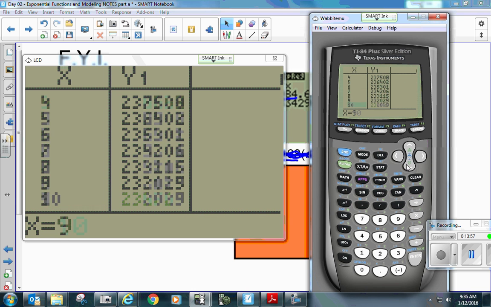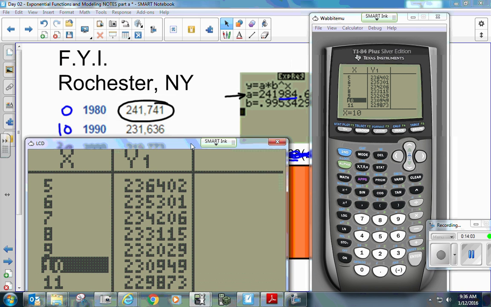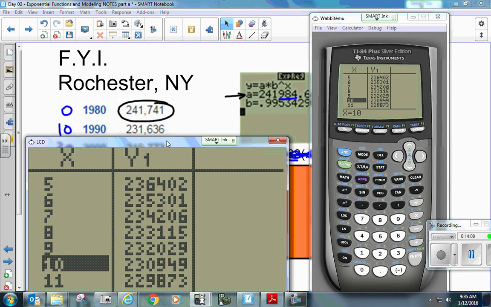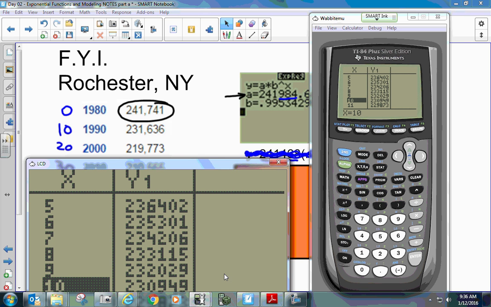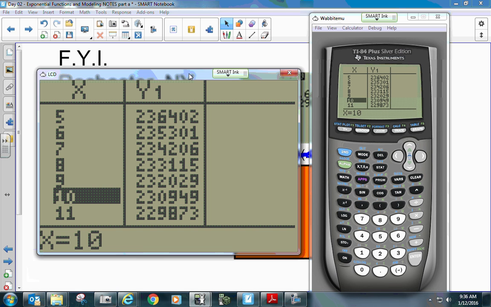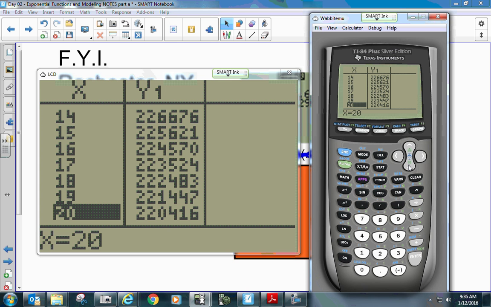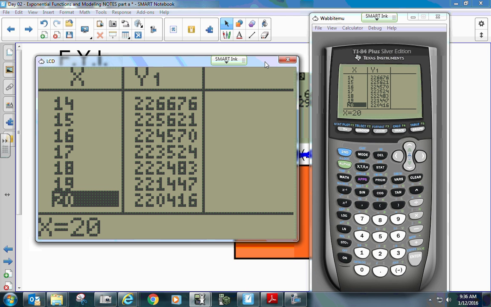So let's see how close our line of best fit is. After 10 years, it's 230,949. It's only off by 500, 600 people. That's not too bad, considering that's almost 250,000 people. What about 20 years? After 20 years, we should be at 219,773. So let's go down to 20. So 220,416. That's about 600 to 700 people. That's not bad either. So now, what about the year 2013?